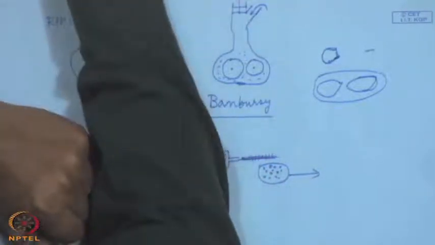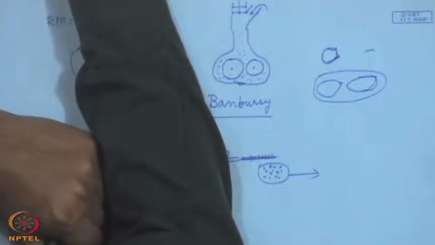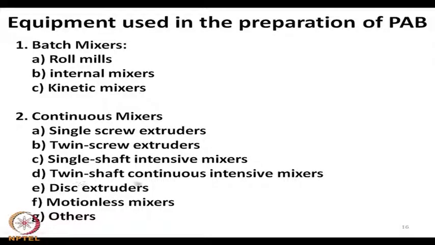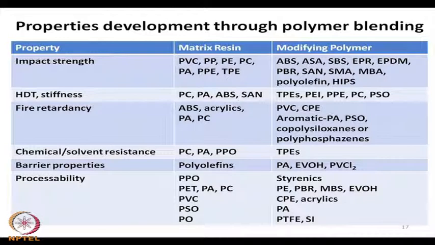So, we can have different types of screw extruders: single screw extruder, twin screw extruders, single shaft intensive mixer, twin shaft continuous intensive mixer, disc extruders, motionless mixers, and others. Since there is no scope for discussing these different types of batch or continuous mixers in detail, just a mention is sufficient about the different types of mixers available for making polymer blends.